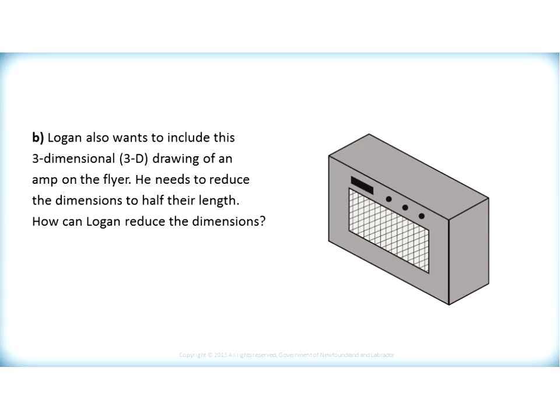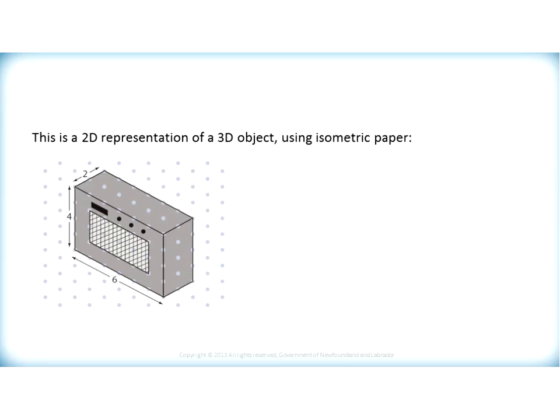Now we're going to look at a three-dimensional object. Logan also wants to include this three-dimensional drawing of an amplifier on the flyer. He needs to reduce the dimensions to half their length. How can Logan reduce the dimensions? Well, this is a two-dimensional representation of a three-dimensional object because it's on a flat piece of paper. And to draw these properly, we're going to use a special kind of dot paper. It's called isometric. So this is a two-dimensional representation of the three-dimensional object using isometric paper.